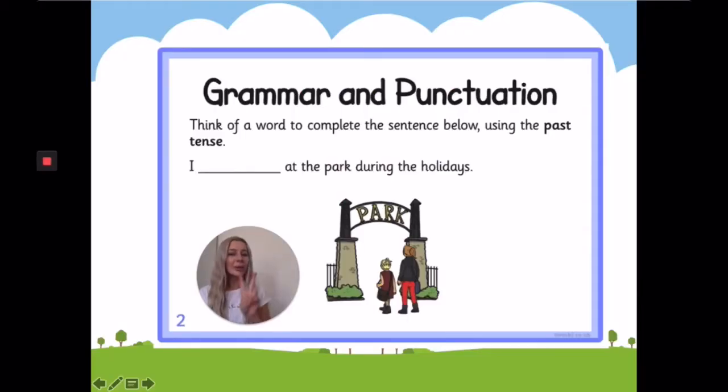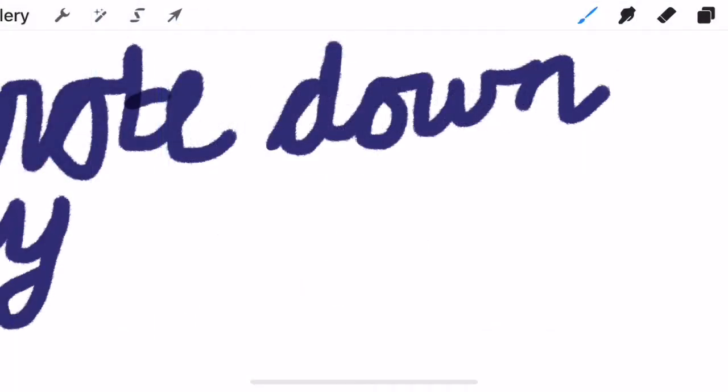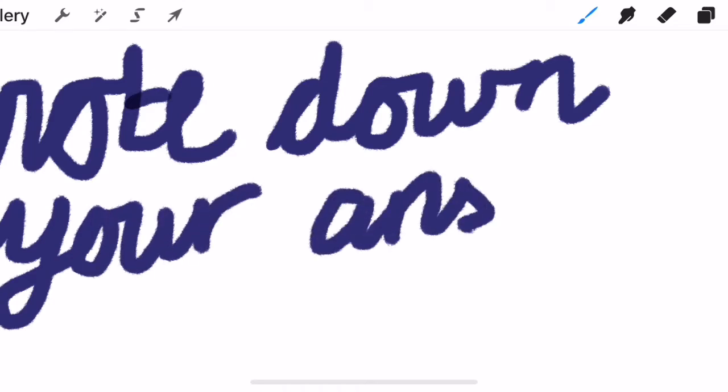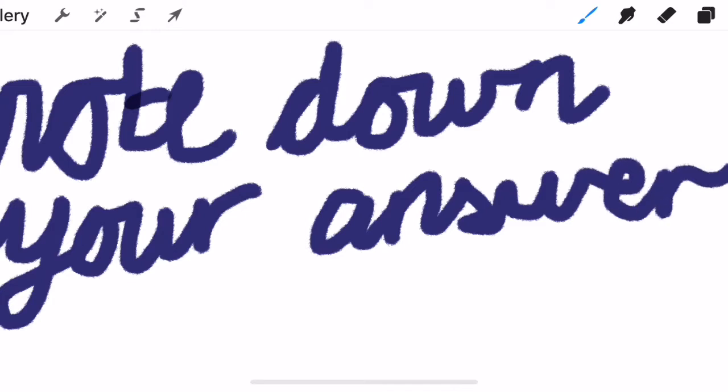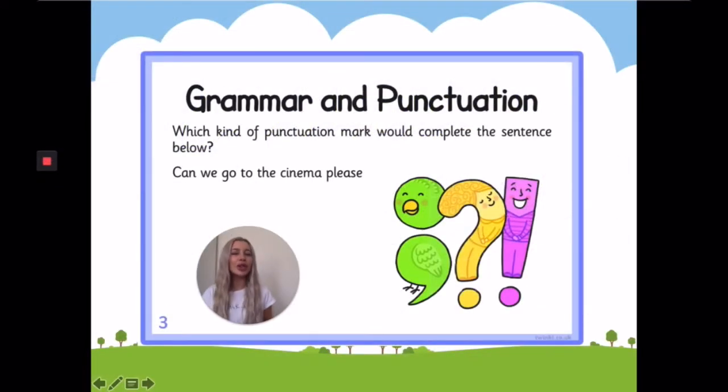Okay, number 2. Think of a word to complete the sentence below using the past tense. I blank at the park during the holidays. Number 3. Which kind of punctuation mark would complete the sentence below? Can we go to the cinema, please?